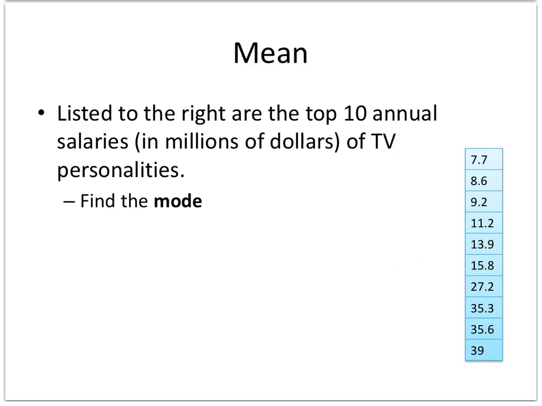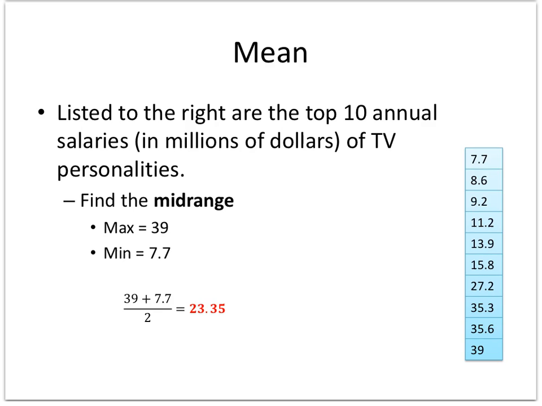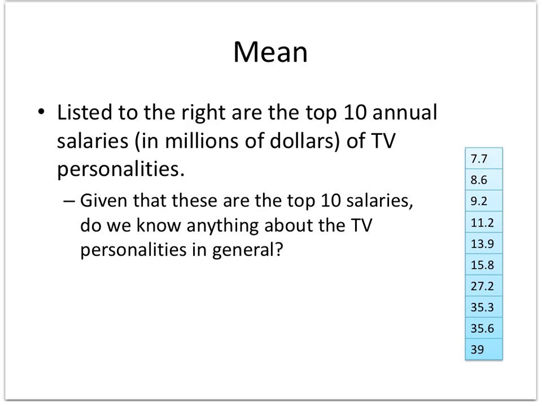I want to find the mode, which is the value that occurs the most. There are no repeated values, so this data set actually has no mode. The mid-range, and this is what's nice with it in order, is I take the max and add the min and then divide by 2 to get a mid-range of 23.35.